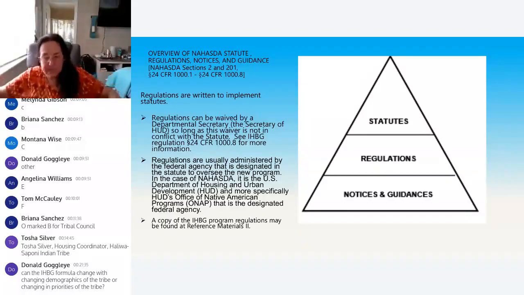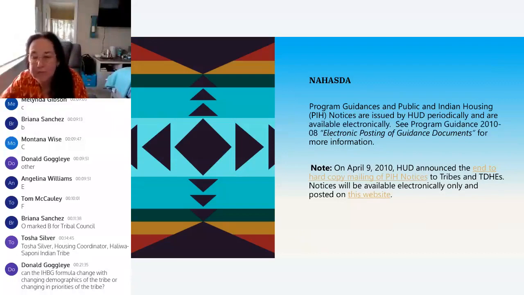Washington, D.C. oversees all of them, though, okay? So a copy of those program regulations will be in your reference materials number 2. Our program guidances and our public and Indian housing notices, our PIH notices, are issued by HUD periodically. The only way you can get them is electronically.